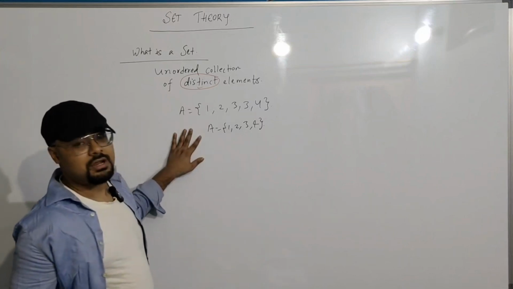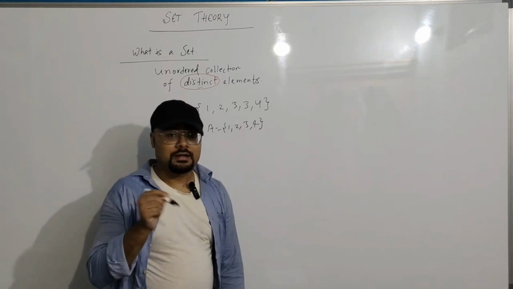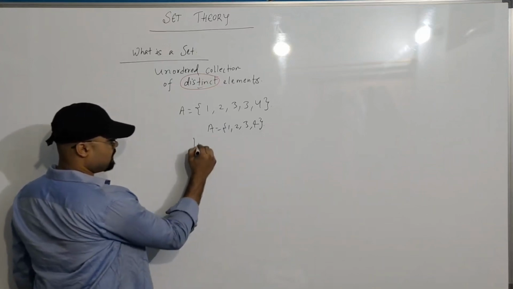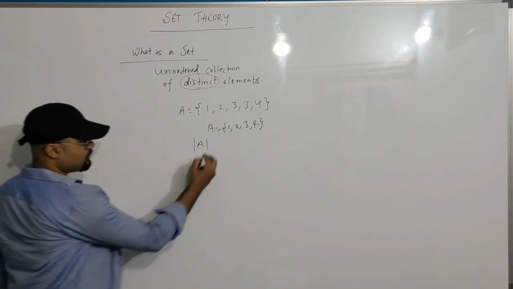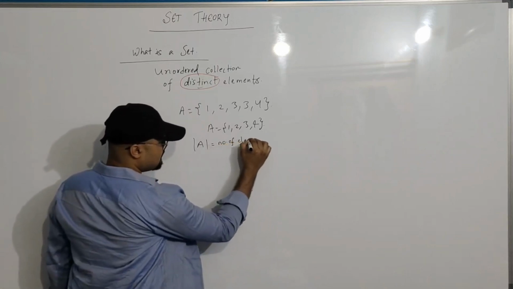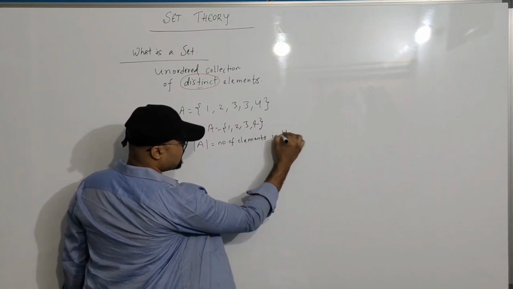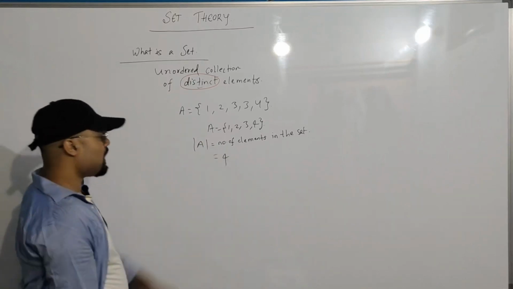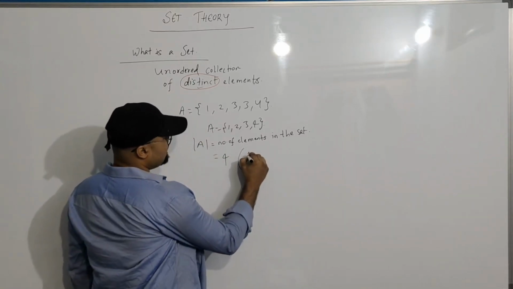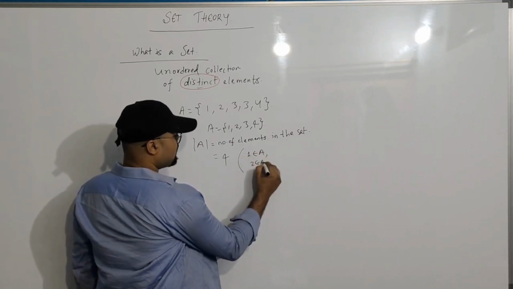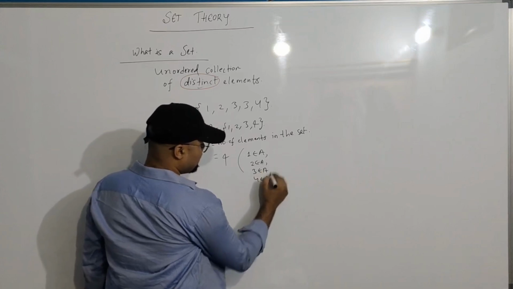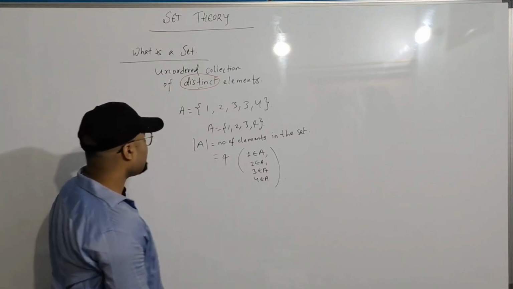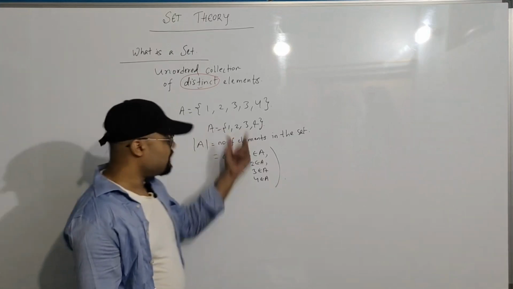So cardinality of A. What is the cardinality of a set? The cardinality of a set is the number of elements in the set. Cardinality is represented like this. So cardinality of A is 4. And what are the elements of A? 1 belongs to A, 2 belongs to A, 3 belongs to A, and 4 belongs to A. Because these are 4 elements, cardinality is 4. So let's take only 1, 2, 3, 4.